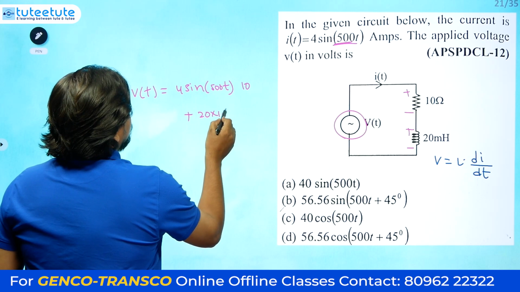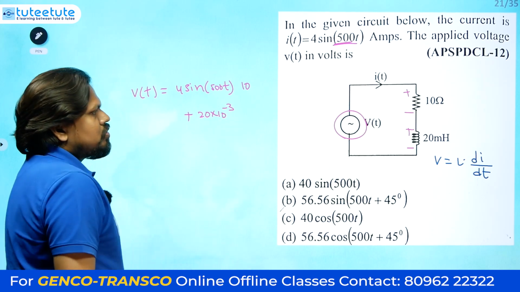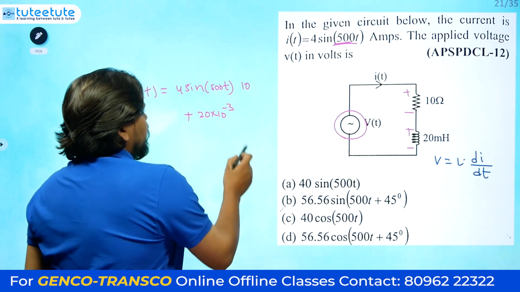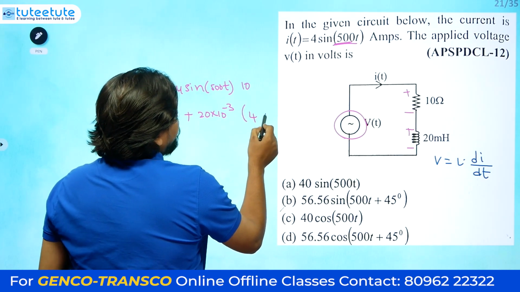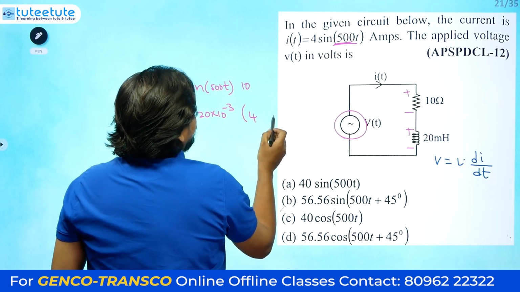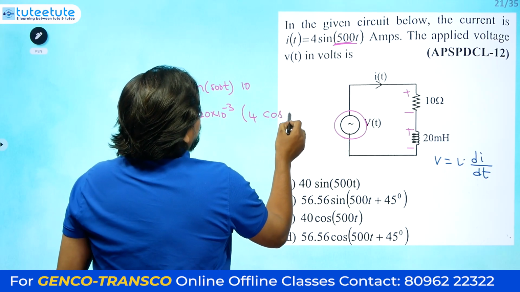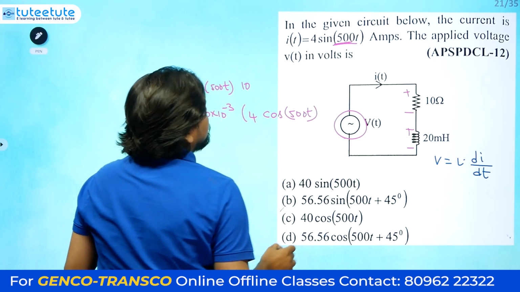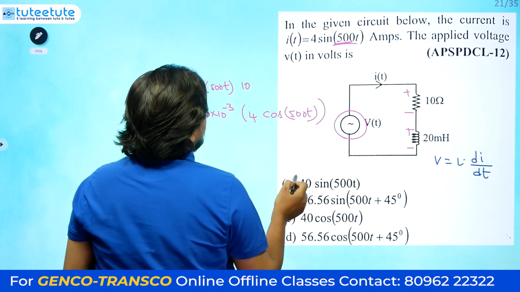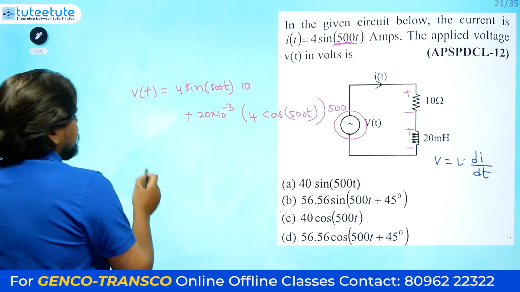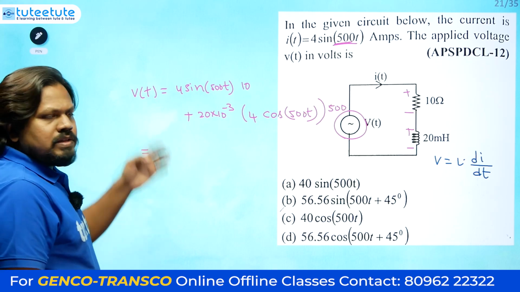Okay, so 20 into 10 power minus 3, so di by dt. Di by dt means, for the 4 it will be 4 only. For sine, differentiation is cos. So for sine, differentiation is cos 500t, and for the 500t, again differentiation is into 500. So this is the complete expression for the voltage.